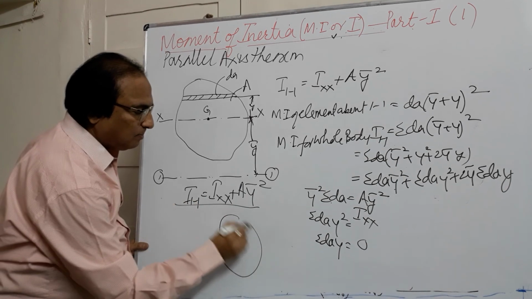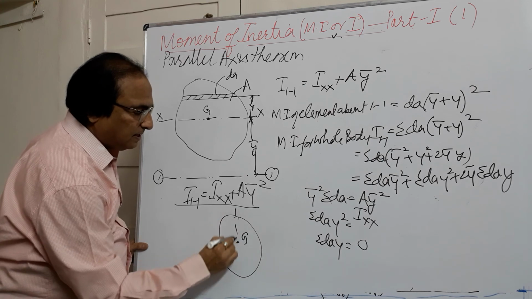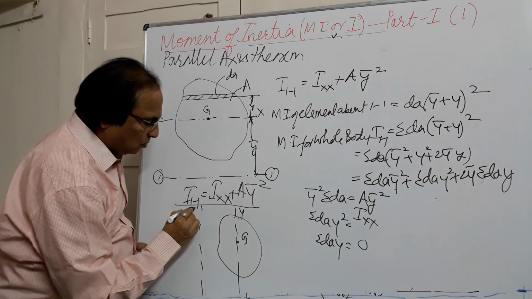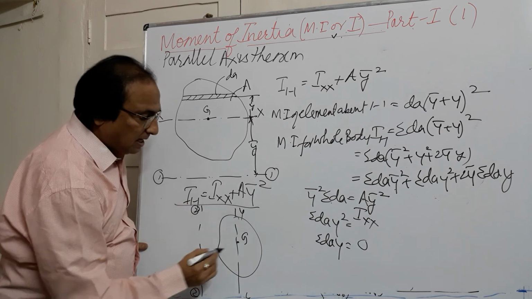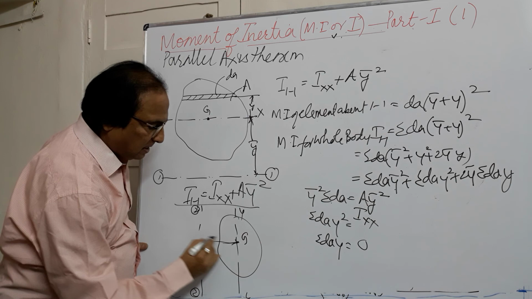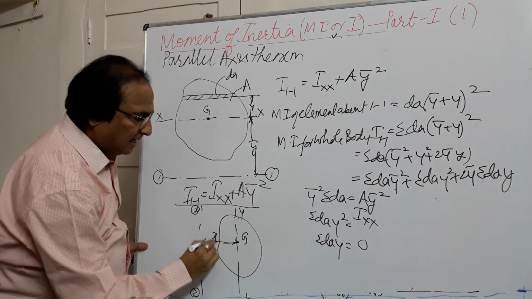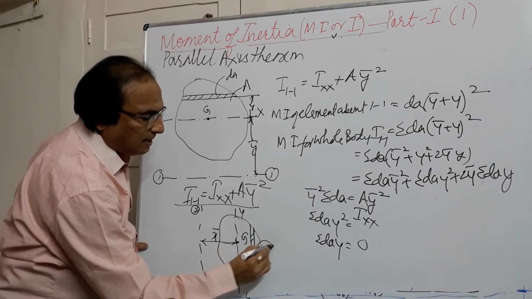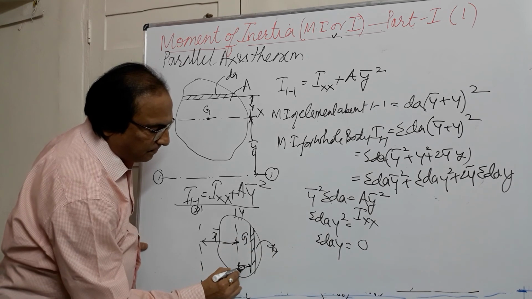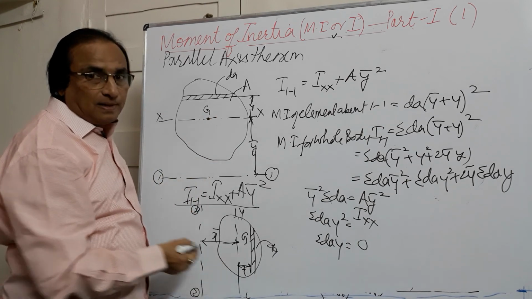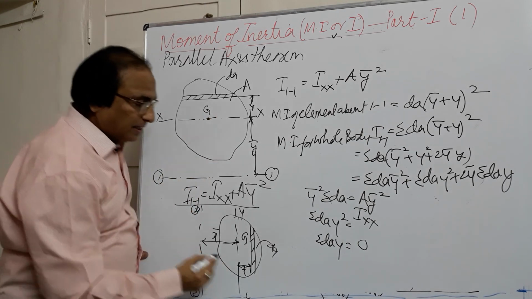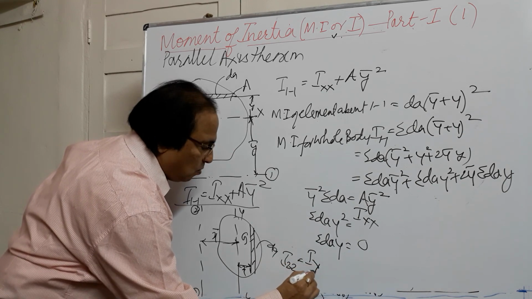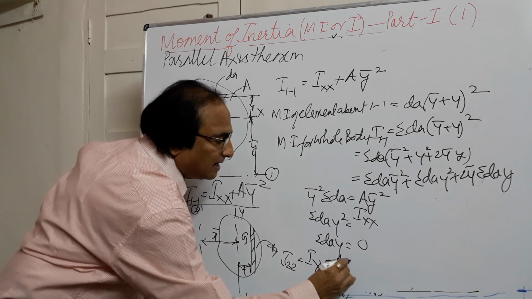Suppose I take the same body, same centroid, if this is yy, and I consider any reference axis 2, and the distance of the centroid is x bar, we will take an elemental strip dA at a distance of x. So y bar and y will become x bar and x. Now I22 will be equal to Iyy plus A x bar square.